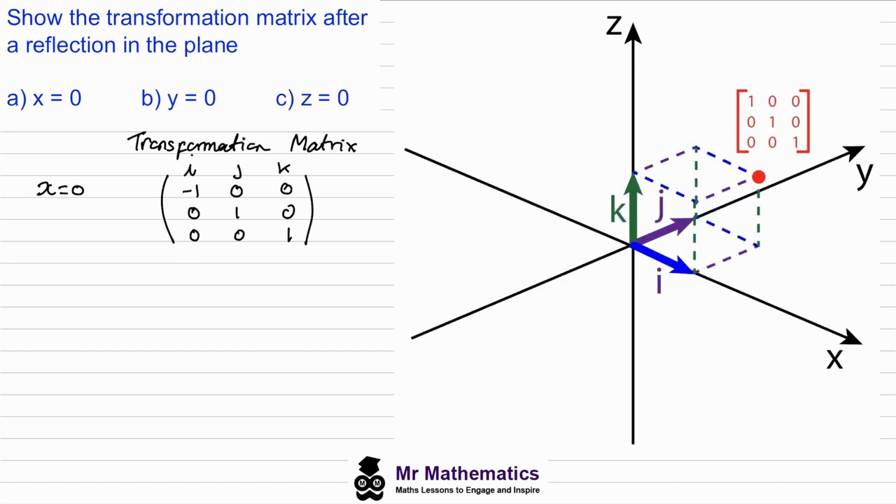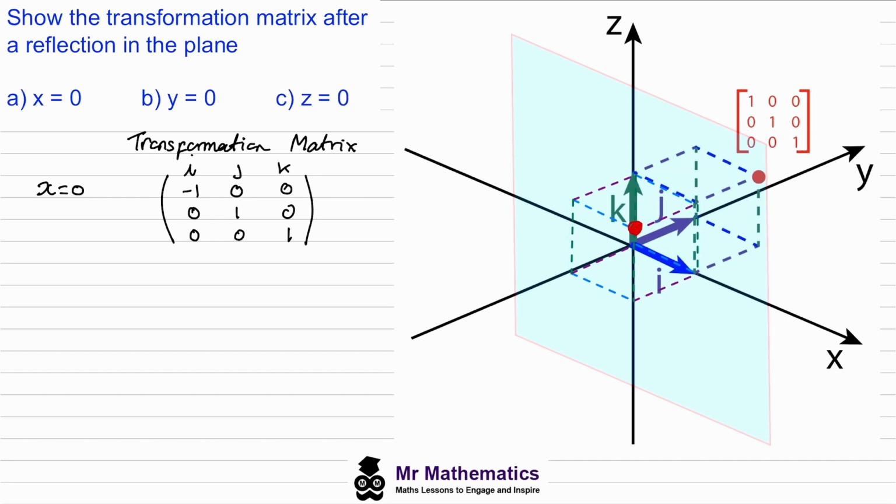Okay, let's look at reflecting in a plane y equals 0. Now the y coordinate must remain 0, but the x value can change and the z value can change. So our reflection plane will look like this. Then when we reflect the point through the plane, it goes to the other side and is reflected to here.